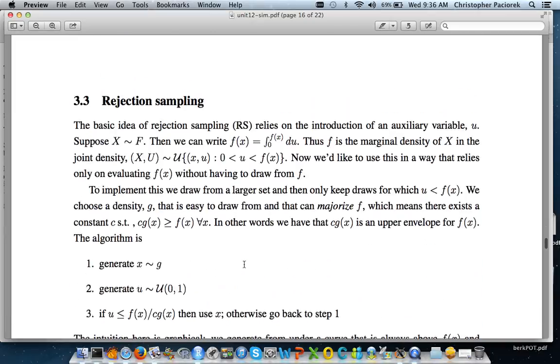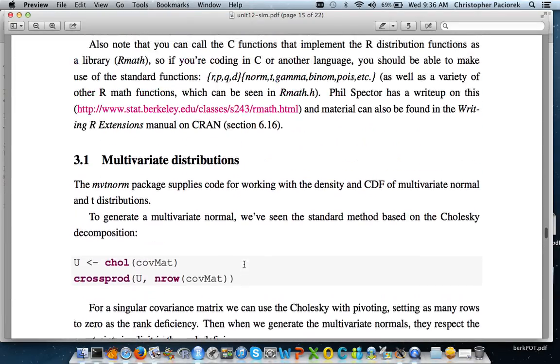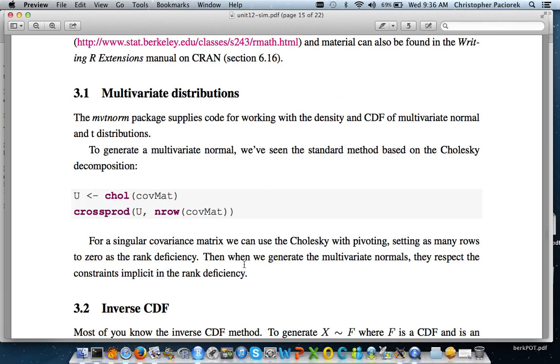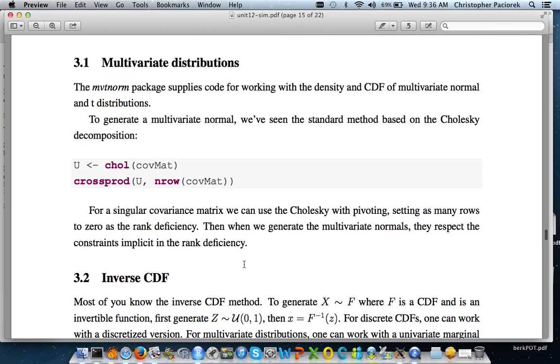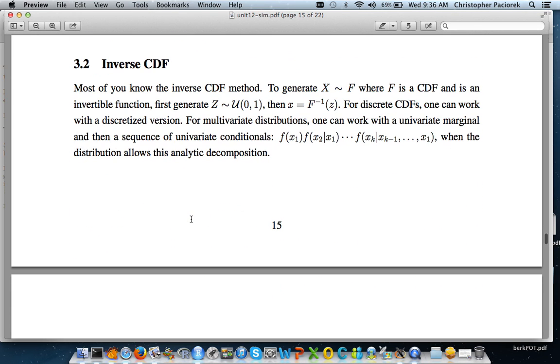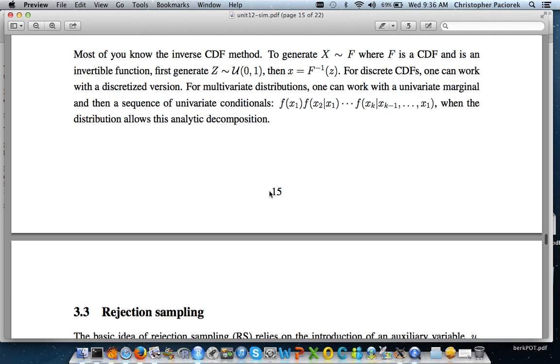Okay, so let's move on and talk about generating numbers from particular distributions. I have a little bit here just to remind you of how to generate from a random normal. There's also a package called mvtnorm that deals with random multivariate normals and multivariate t's. Everybody should have seen the inverse CDF method for generating from a distribution when you can actually invert the cumulative distribution function. If you don't know how to do that, you should go look that up, but I'm not going to take the time to do that here.